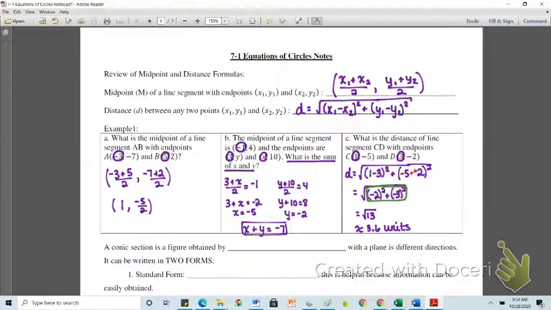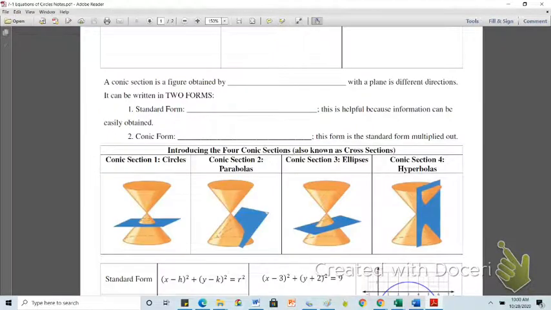So let's next talk about conic sections. So the equation of a circle is a conic section. Okay, a conic section is a figure obtained by slicing a double cone with a plane in different directions.